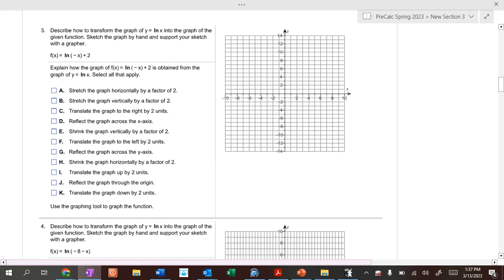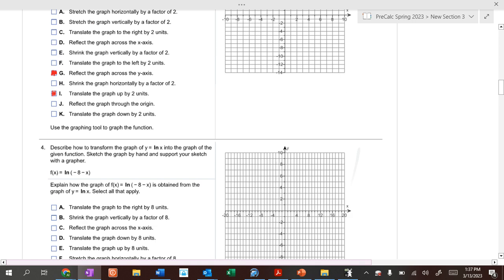Okay, so then they'll give you something like this. How many things do you do? Well, this negative flips it around the y-axis. And this plus 2 does what? Up 2. And then you graph it.